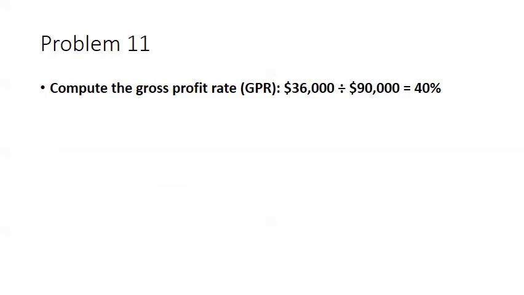Step 1 is to compute the gross profit rate. Well, gross profit was, remember, sales minus cost of goods sold. So the sales of 90,000 minus the cost of 54,000. And that's your gross profit. Gross profit was 36,000 divided by the sales, which is 90,000, gives you 40% gross profit rate.